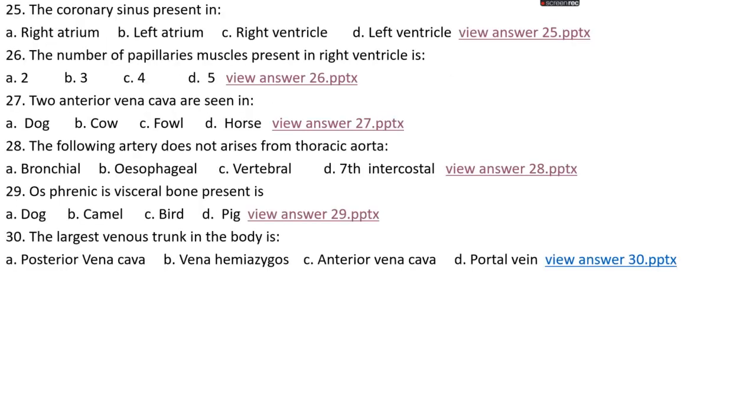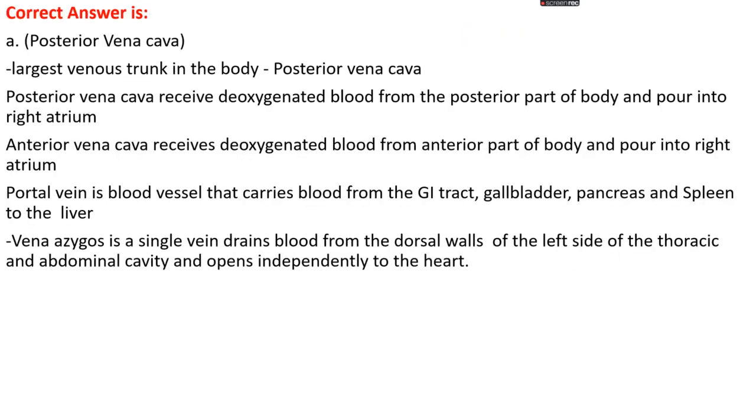Okay. Question number 13. The largest venous trunk in the body is: option A, posterior vena cava; option B, vena hemiazygos; option C, anterior vena cava; option D, portal vein. The right answer is option A, that is posterior vena cava. The largest venous trunk in the body is the posterior vena cava. The posterior vena cava receives deoxygenated blood from the posterior part of the body and pours it into the right atrium. The anterior vena cava receives deoxygenated blood from the anterior part of the body and pours it into the right atrium.